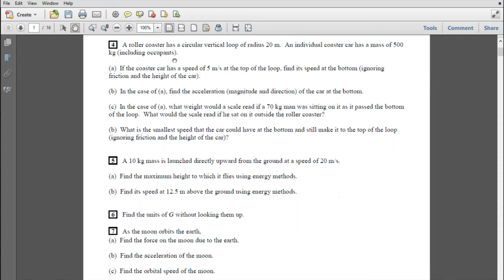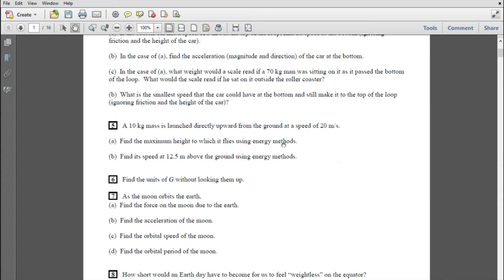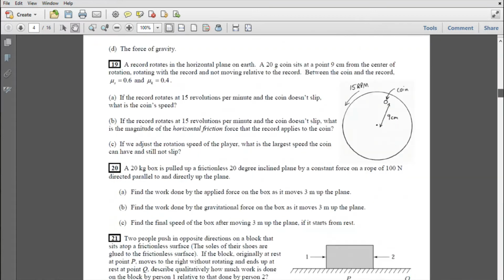Okay, problem 6. Find the units of capital G without looking them up. This is just to remind you of how you do this kind of thing. We look at the force formula for the gravitational force, Newton's universal law of gravitation, F equals G m1 m2 over r squared, and solve for G.